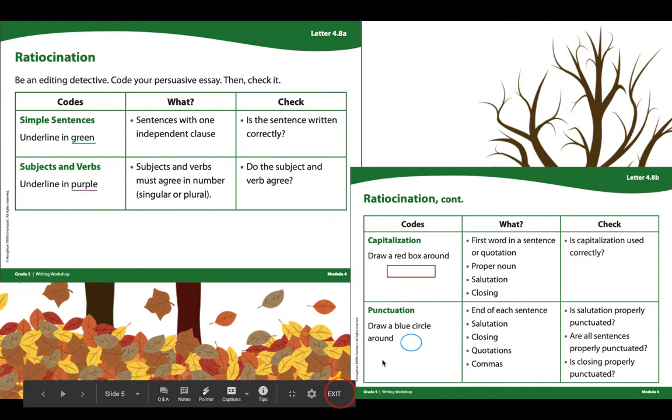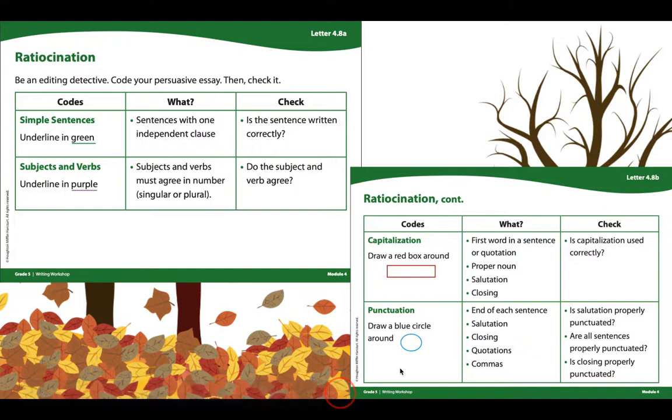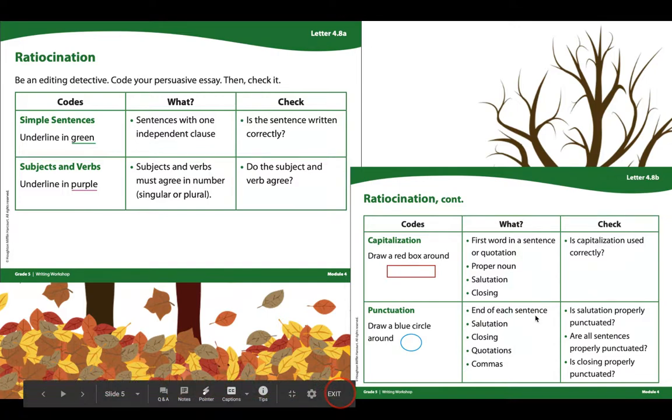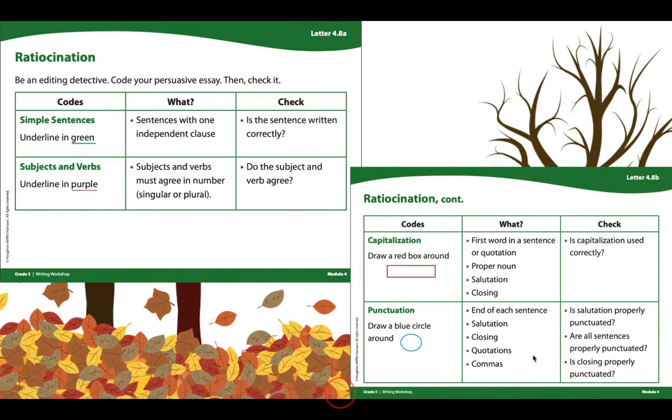Now for punctuation. All of your punctuation, you're going to circle with a blue pen or pencil. And I'll show you an example of this in a moment. Each end of a sentence, end of a salutation, the closing, quotations, or commas all include punctuation. You are going to circle the punctuation in blue, each punctuation throughout your letter.